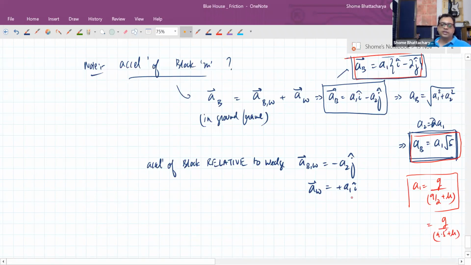So that's something you have to be careful about. Whereas the acceleration of the wedge, it is just a1 i cap, so that's fine. It's a very common mistake that you would mark the option which is showing the value of a2 that is twice of a1. But in fact, the correct answer is root 5 times a1 and not 2a1. Because remember, when you ask the acceleration, the default value is in the ground frame, not the relative acceleration. So that's something to be careful about in a question like this.